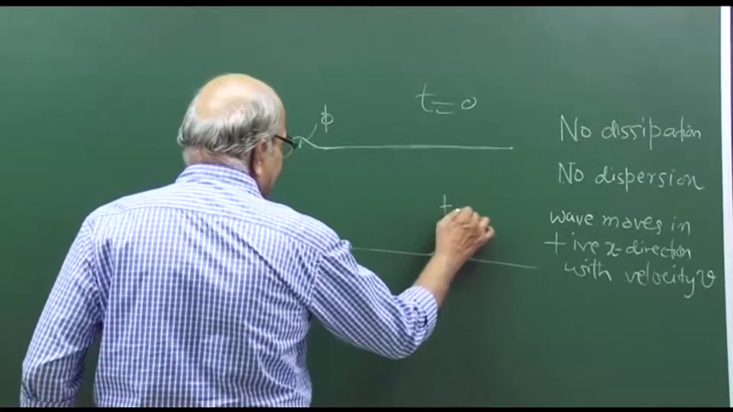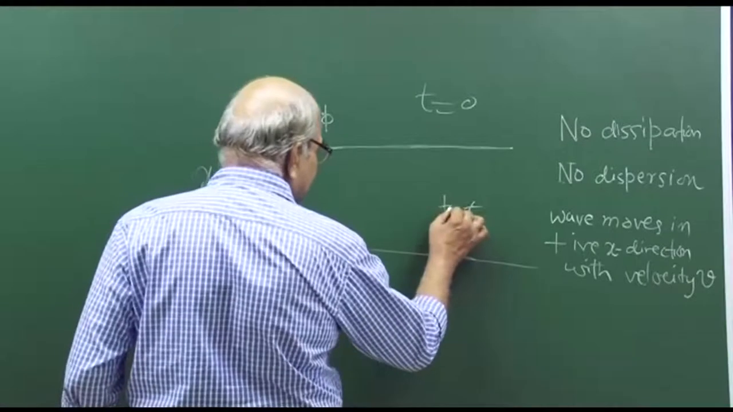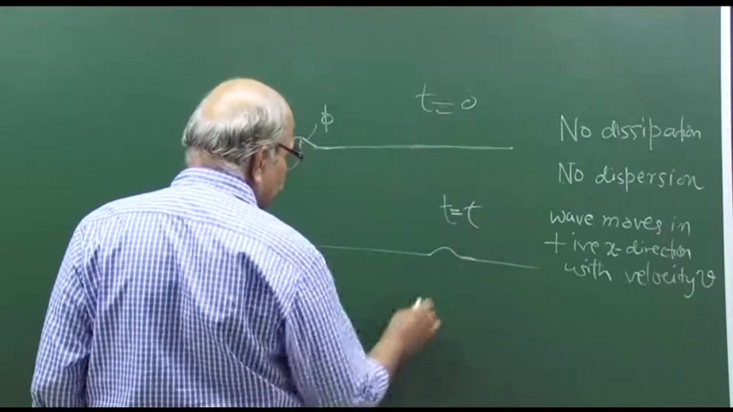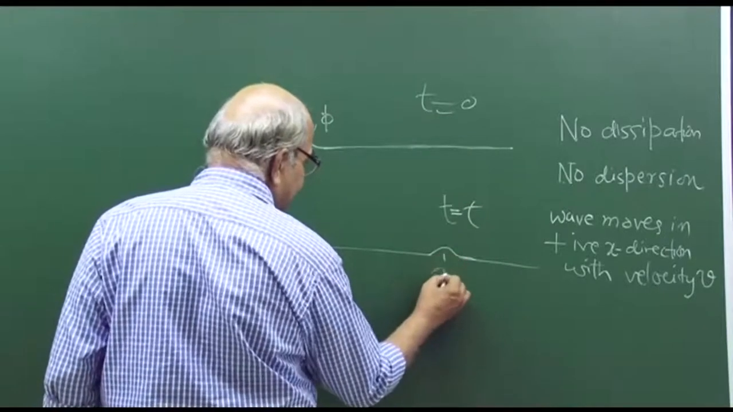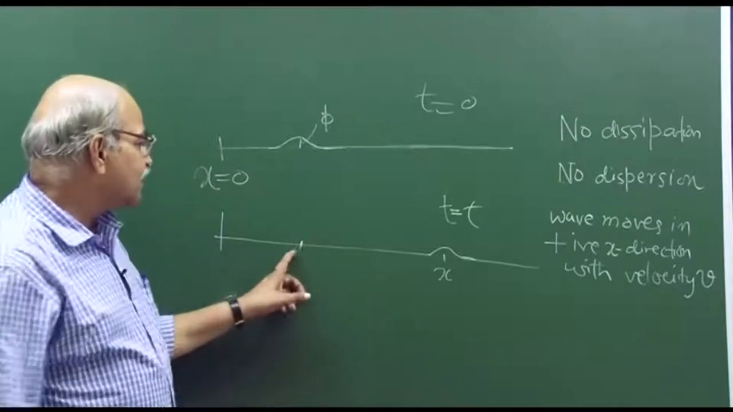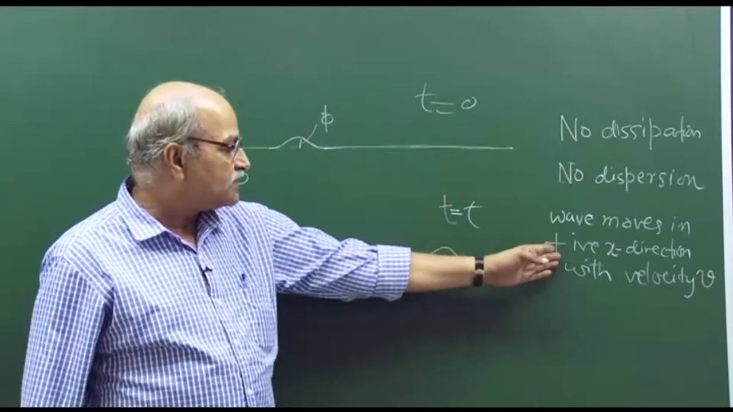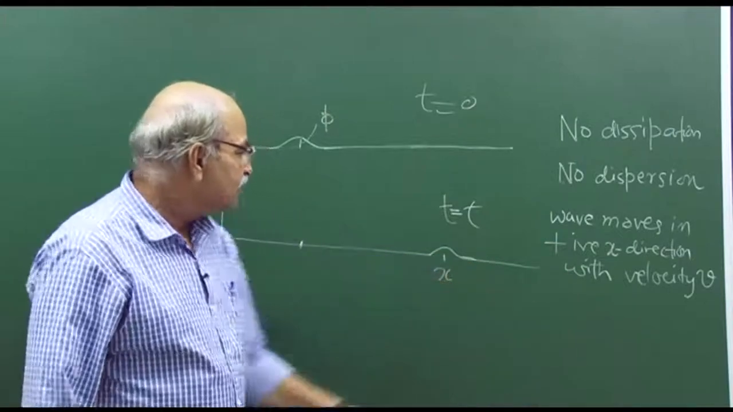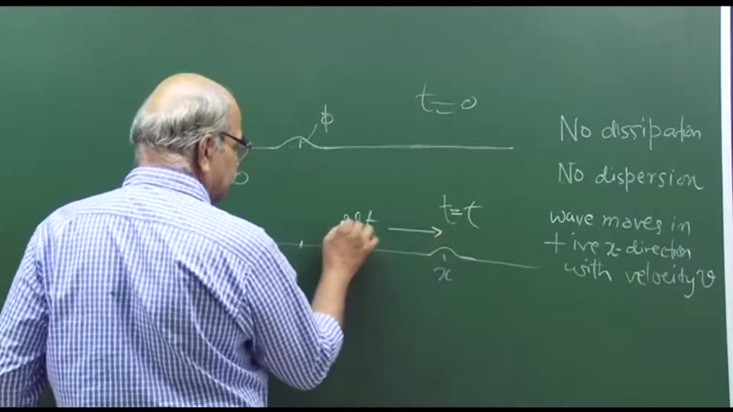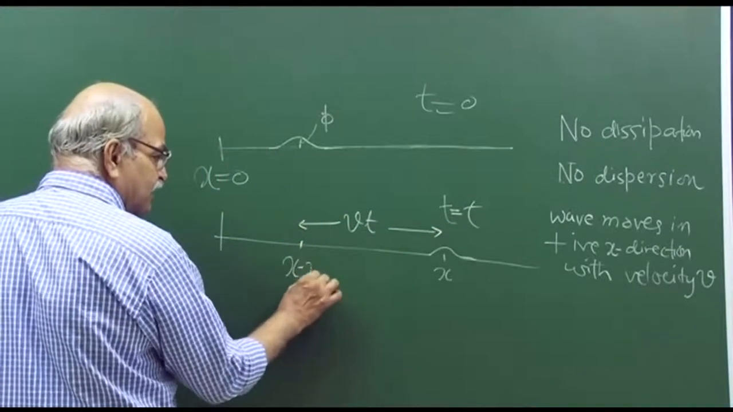Let us say this is time t equal to t. Okay, so this is time t and this is time 0. This point is x. So what is the coordinate of this point? Since the wave is moving in the positive x direction with velocity v, this distance must be vt. And hence the coordinate here should be x minus vt.